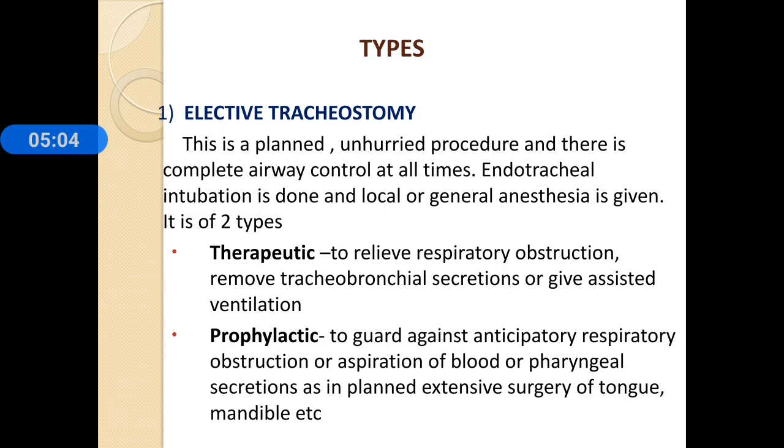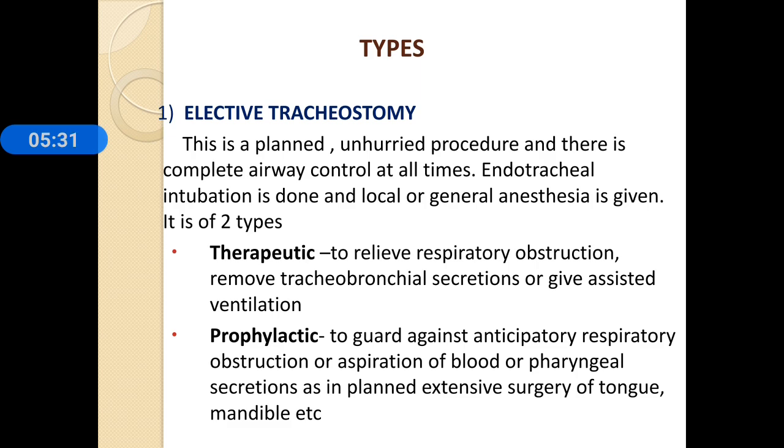Now, what are the types? So, we have the elective type and the emergency type. Then you have the permanent type, and then you have the newer percutaneous type. So, elective tracheostomy. It's a planned procedure. There is no rush. There is complete airway control at all times. You intubate the person, that is, you do an endotracheal intubation, and then you give a local or general anesthesia. So, it has got two types.